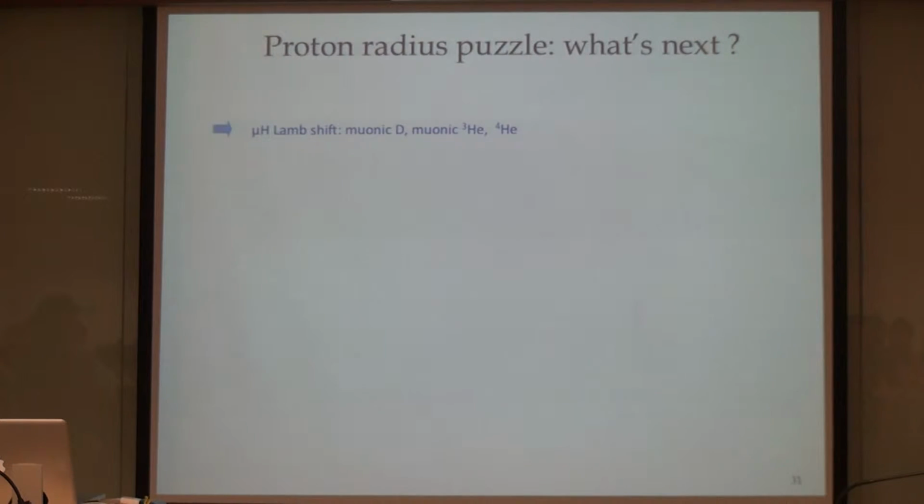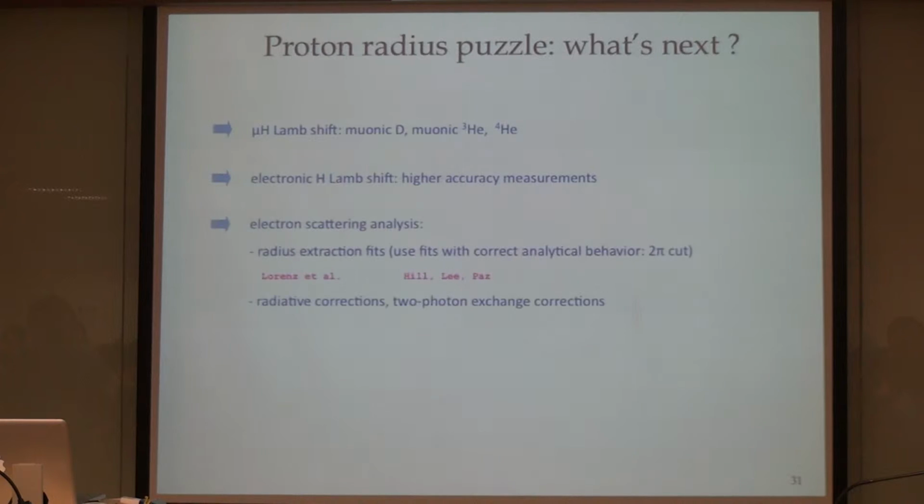So what are the next steps in this proton radius puzzle? There are several new experiments going on. Besides hydrogen, people are doing experiments on different targets. People are redoing the electronic hydrogen Lamb shift measurement to much higher accuracy. People are also redoing the electron scattering analysis to extract the radius with higher precision, to look back at radiative corrections and at two-photon exchange. I will come back to that in the second lecture.